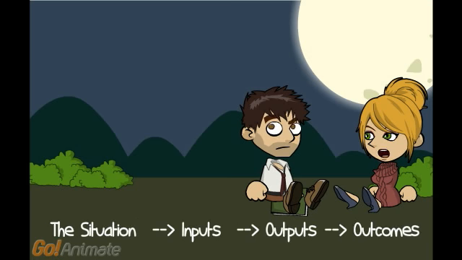The last component is the program outcomes. Here is where you describe the results you are aiming for. Often, these are divided into short, intermediate, and long-term outcomes, or impacts.